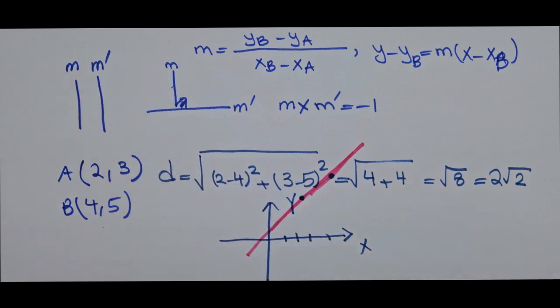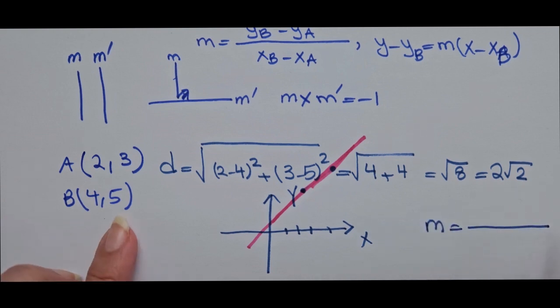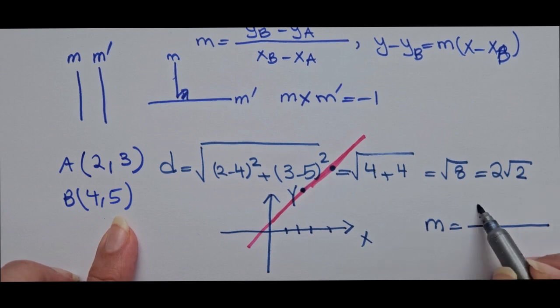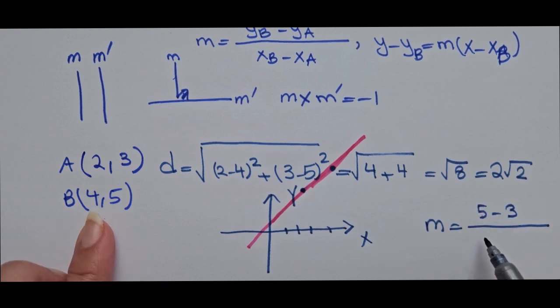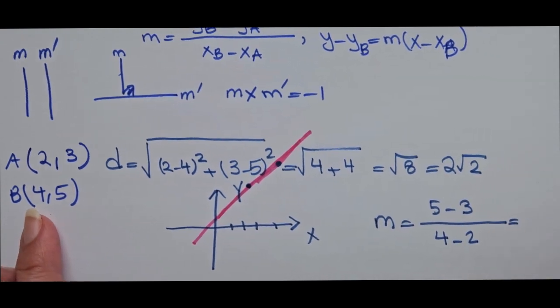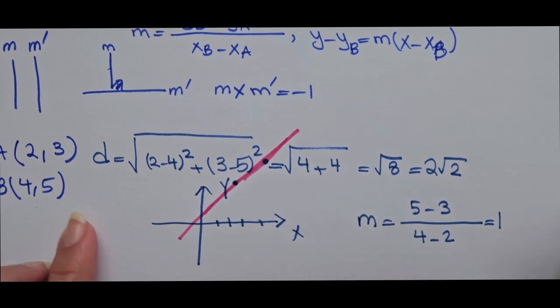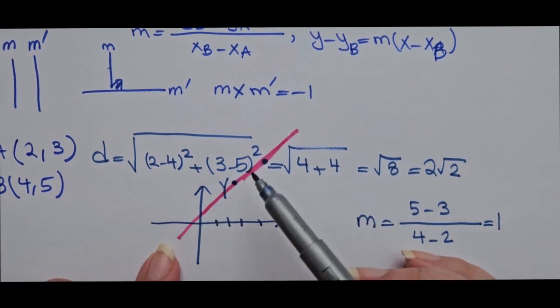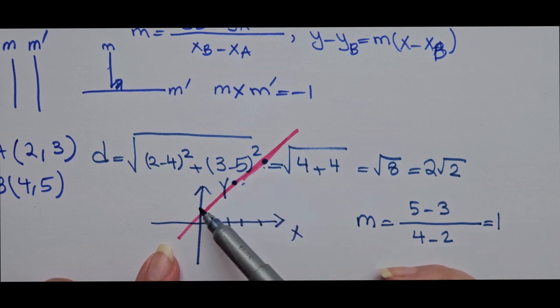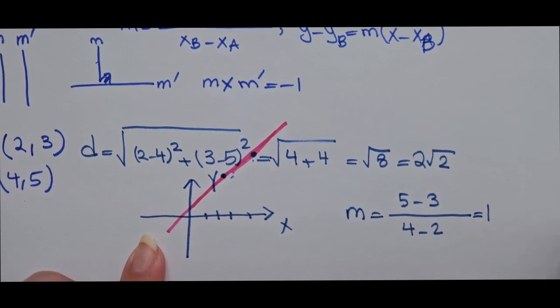Okay, so next step, let's find the slope. To find the slope, we have a formula. We just plug it in. So difference of y, 5 minus 3, and then difference of x, 4 minus 2. So the final answer would be 2 divided by 2, which is 1. As you can see, it's plus 1, and it works. So far, we know the distance between these 2 points. We know the slope of the line. We have the graph, but we don't have the equation.